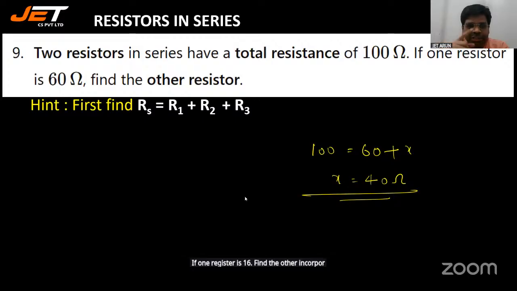If the other is x, then 60 plus x is 100. So by the time you read this whole question, you should get the idea what to do.